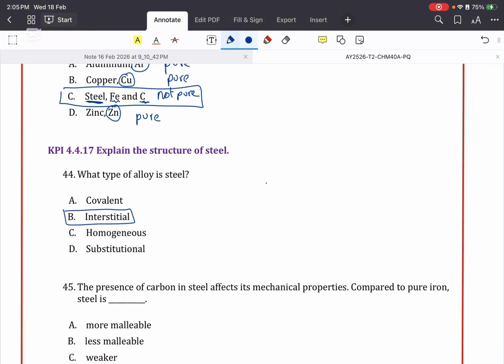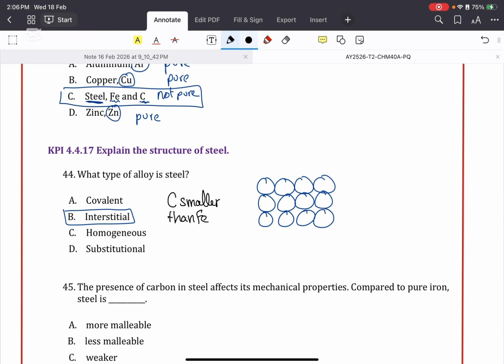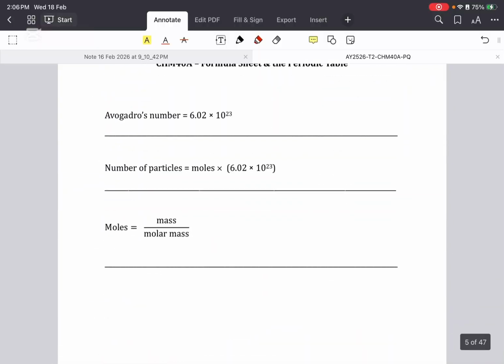Why? Because I have the iron atoms mixed with carbon atoms. However, carbon atoms are smaller than iron atoms in size. So when they come, they cannot replace an iron. They occupy the empty spaces between the metal of iron because C is smaller than iron. I'm going to show you here in the periodic table the location so that you are aware of it.